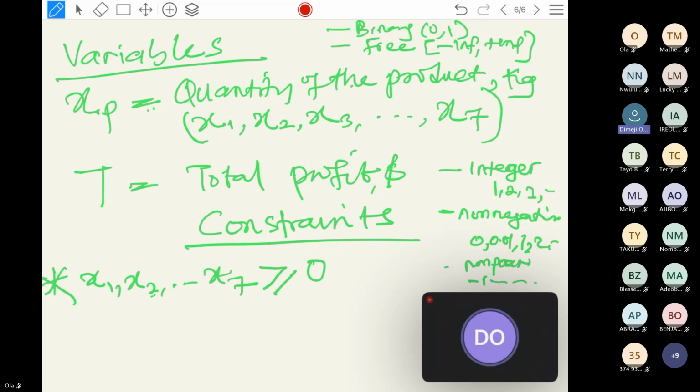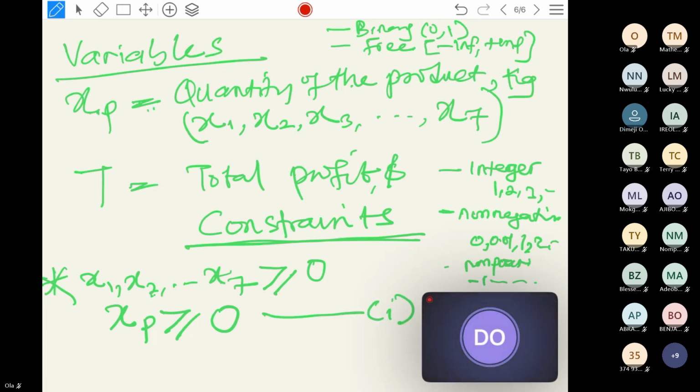Now you don't have to write x1, x2, x3, x7. You can just do a compact form: xp is greater or equal to 0. That is our first constraint. It tells you that our value of xp must never be negative.